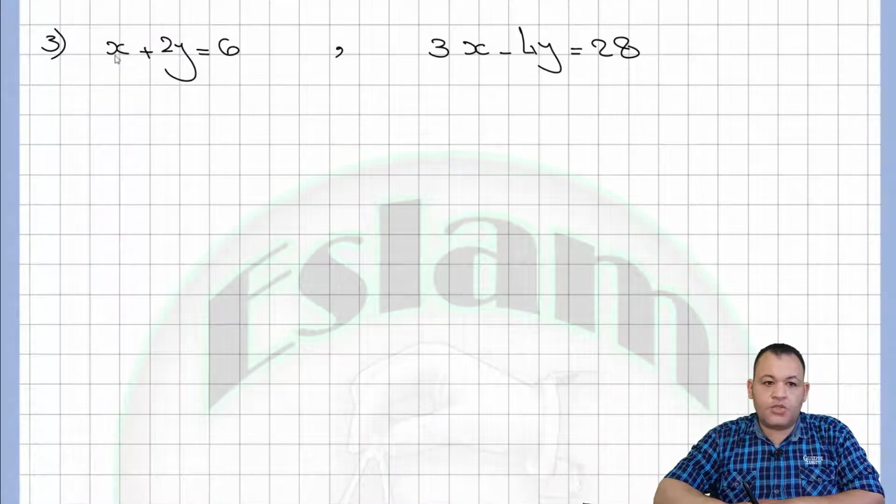In question number 3, we need to solve x plus 2y equals 6 and 3x minus 4y equals 28 by using substitution.